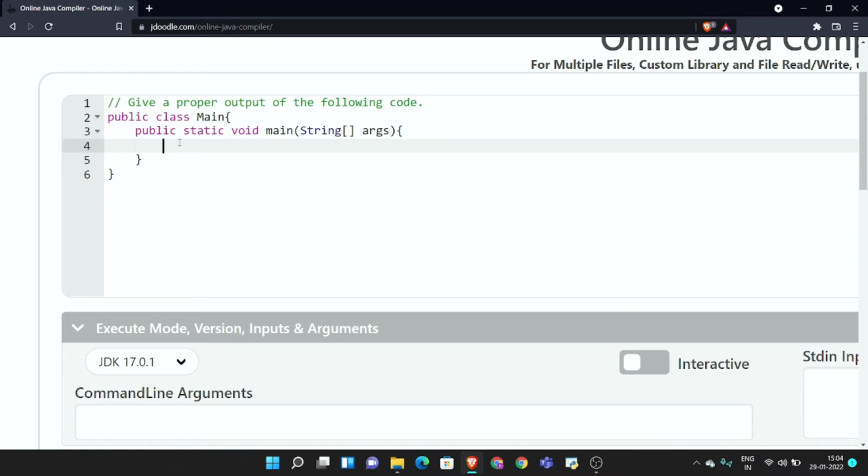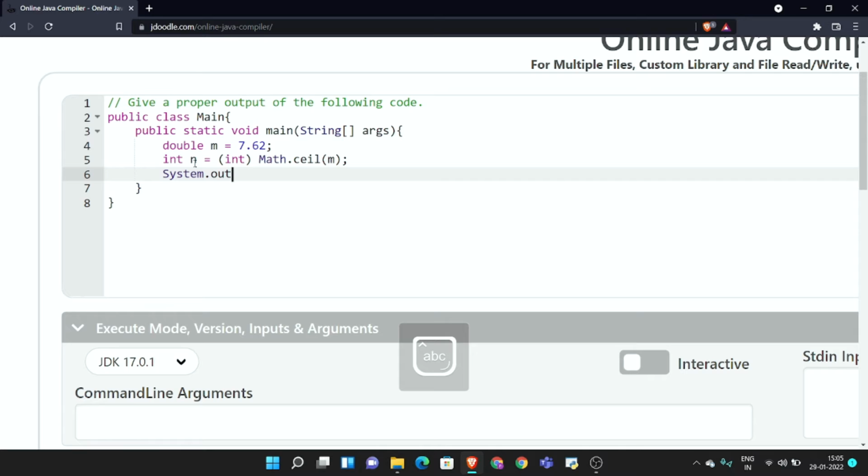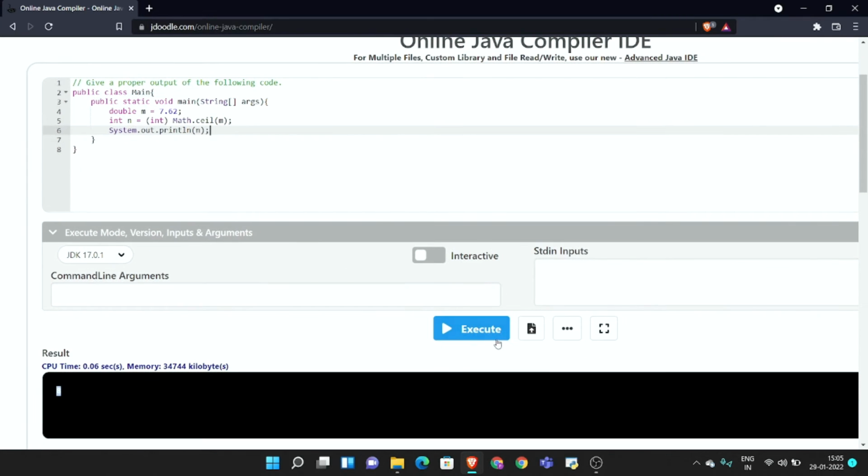And then comes double m, that would be equal to 7.62, and integer n, that would be equal to integer format of math.ceil of m, and I just want to print the value of n. So System.out.println of n. So this is the code. Don't panic, I'll explain each and every step. So let's run the code. Yeah, I hope I haven't made any mistake. Yeah, we got an output 8 here.